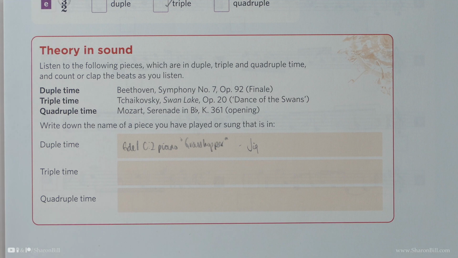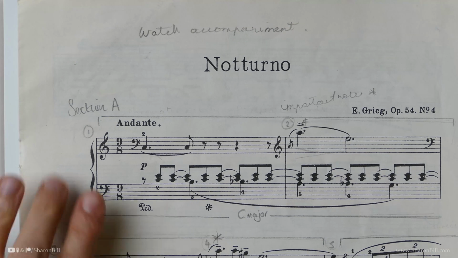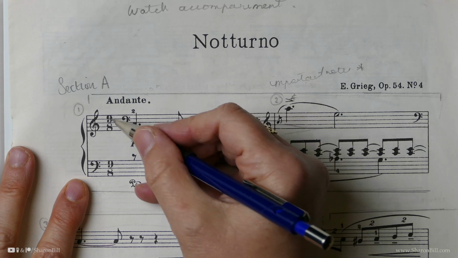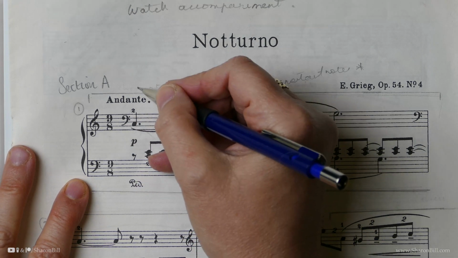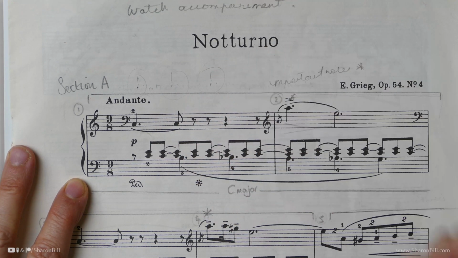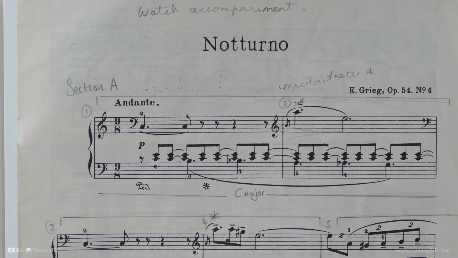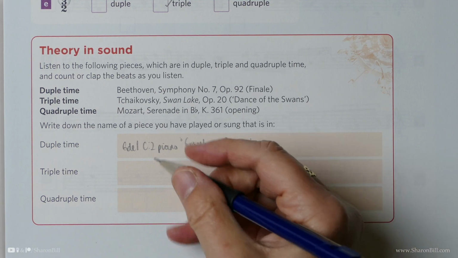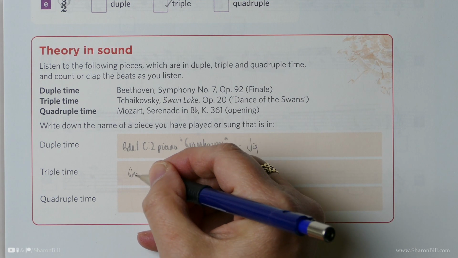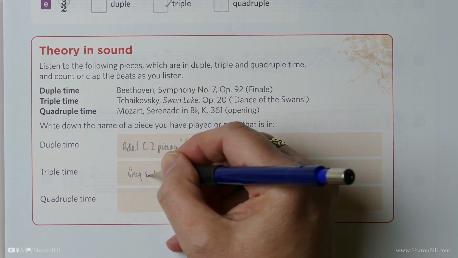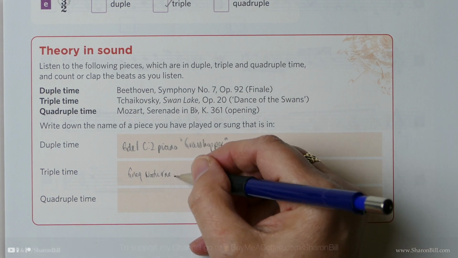For triple time, here is Grieg's Nocturne, which is a piece I've played over many, many years. And this again is in triple time because it's 3 groups of dotted crotchets. 3 groups of 3 there, so we'll be coming to that later as well. So that's another triple time in a slightly more obscure time signature. So the Grieg Nocturne, I do suggest you have a listen to that, because it's just the most beautiful piece of music.